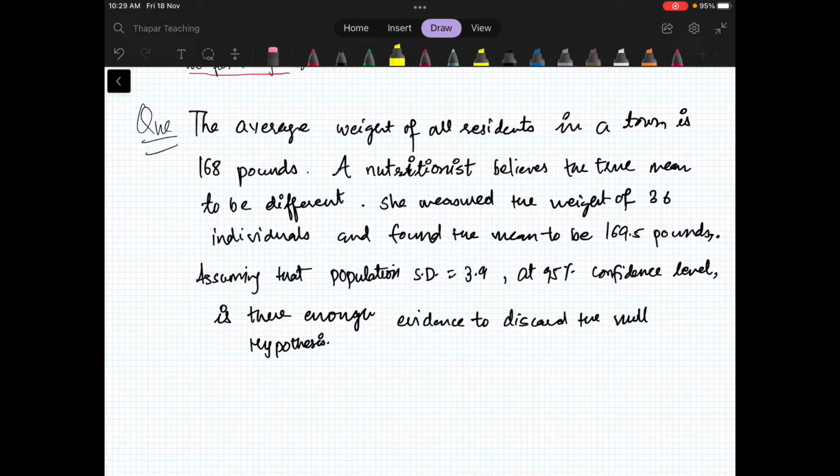So we have the average weight of all the residents in a town is 168 pounds. Somebody believes this, so this is the status quo. A nutritionist believes the true mean to be different. So she believes that this is not true. She measured the weight of 36 individuals and found the mean to be 169.5 pounds, assuming the population standard deviation is 3.9. So the question is, at 95% confidence level, is there enough evidence to discard the null hypothesis? So this is our question.